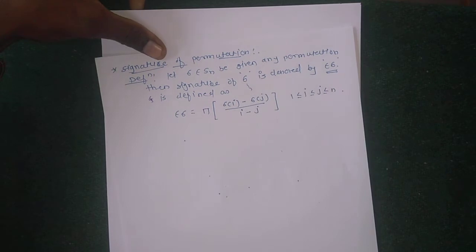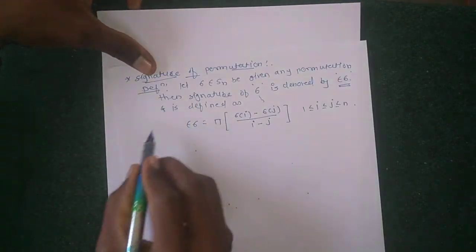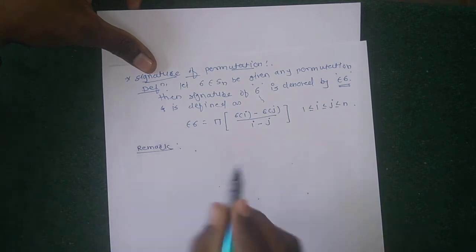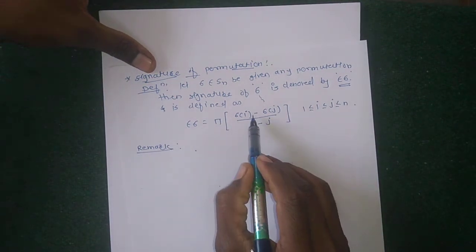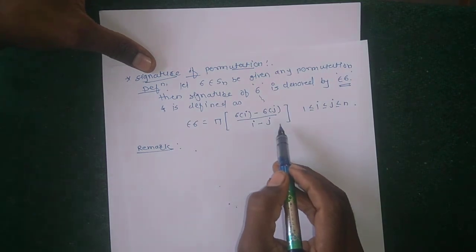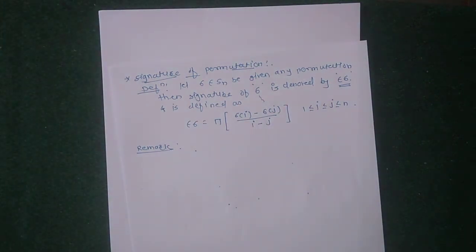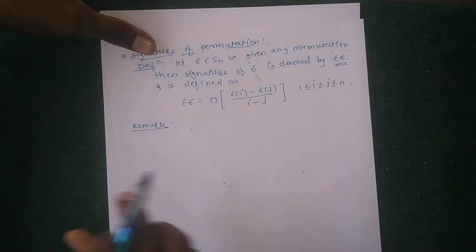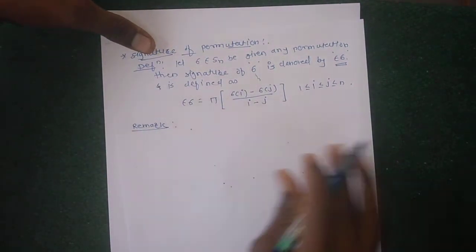How to find the signature of a permutation will be seen in some examples, but before that, a remark. Signature means only this definition: sigma i minus sigma j divided by i minus j. To see the example, first see the remarks.